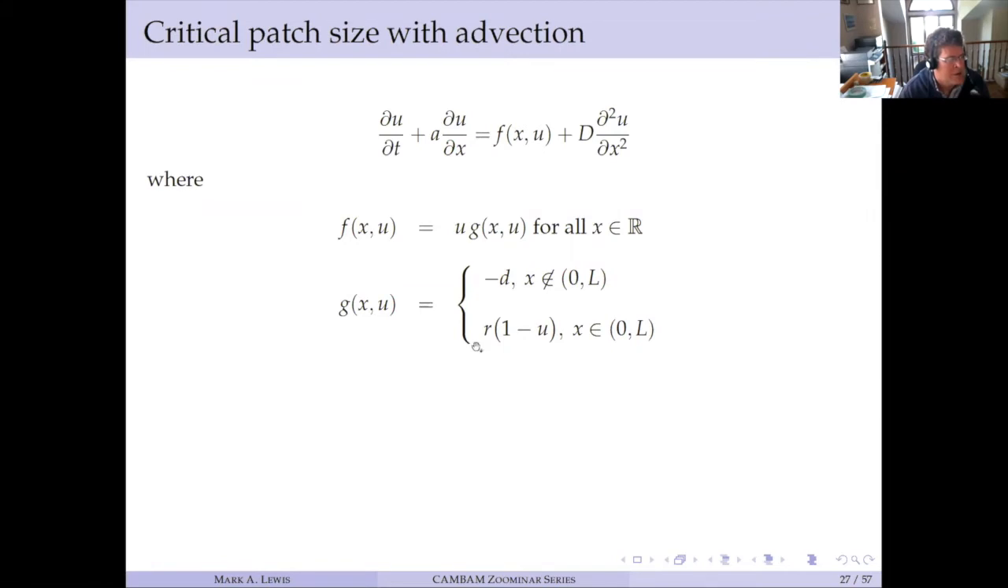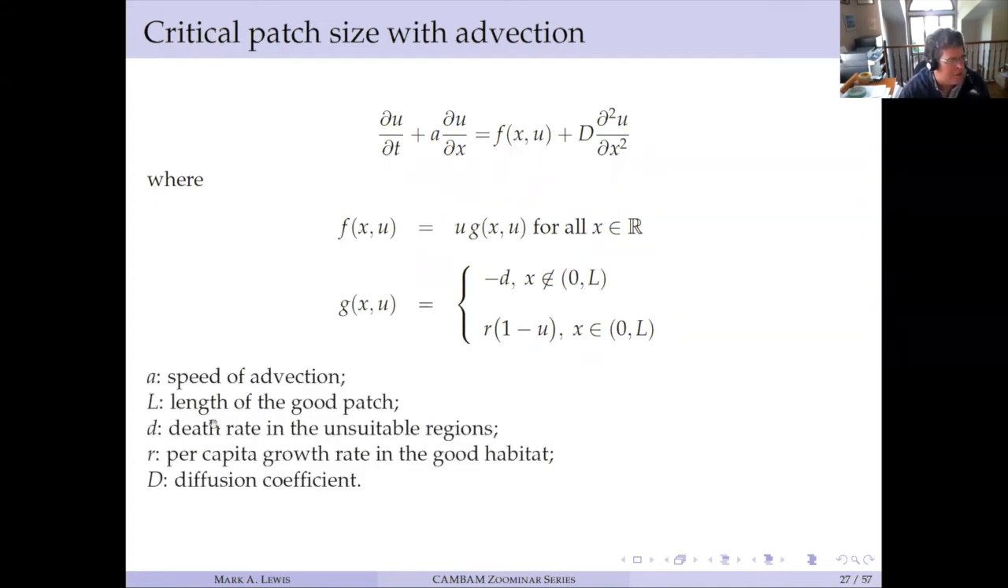And now this is given in the F term. So there's a spatial heterogeneity in the growth term. Just to remind ourselves, A is the advection speed. L is the length of the good patch that we see in this formula for G. D is the death rate in unsuitable habitats. And R is the familiar per capita growth rate in the good habitat. And now big D is the diffusion coefficient.